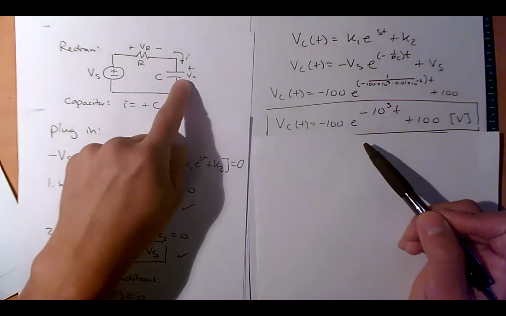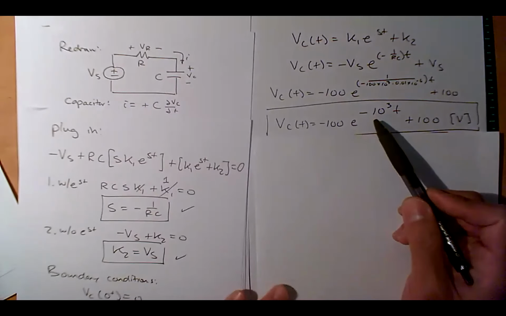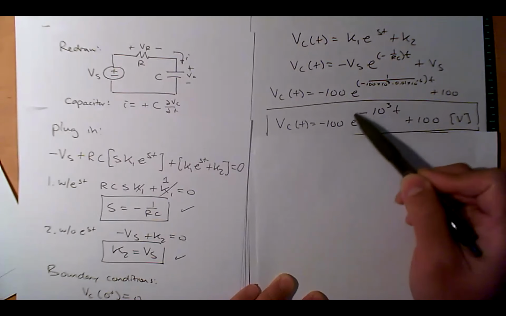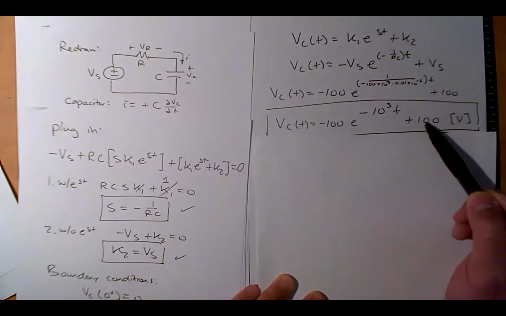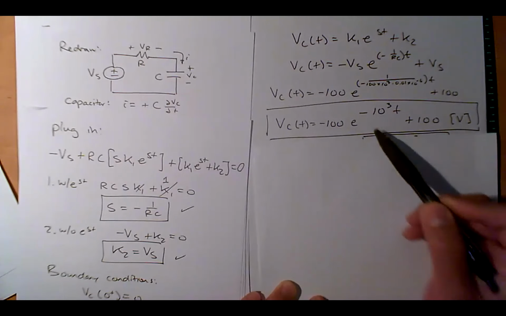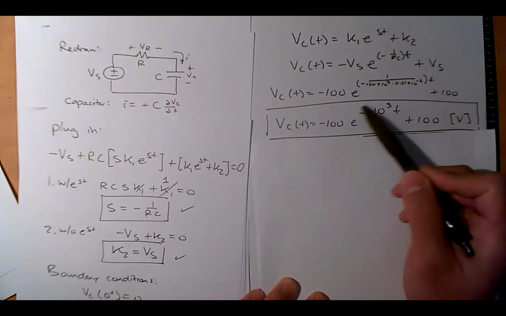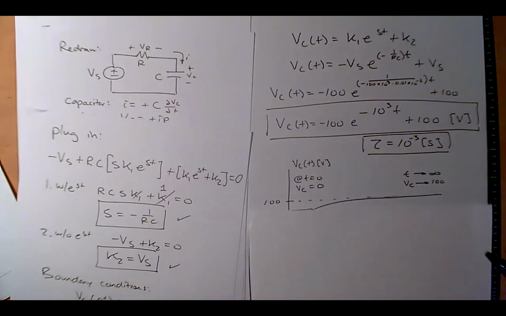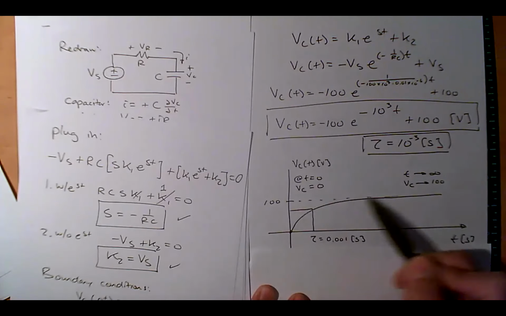So that's the equation for this capacitor. And let's plot it. So at t equals 0, what do we get? This becomes 1, and I get minus 100 plus 100, 0. That's good. As t goes to infinity, what does this become? 0, and I get 100. And so I should see this rising, right? With this rising, check it out.